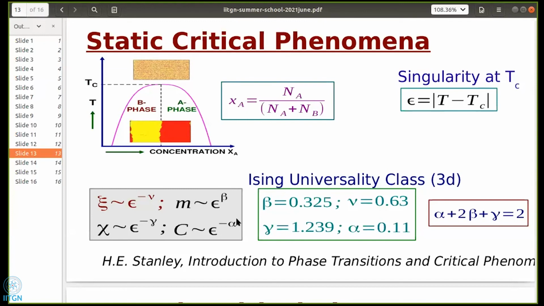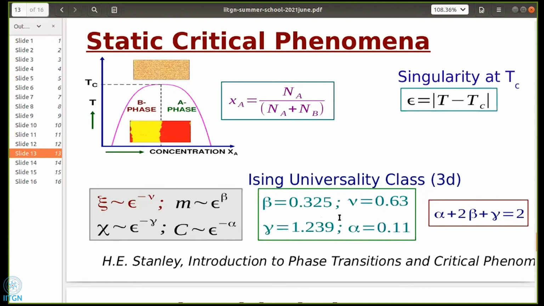For example, in the case of the Ising universality class, it's basically short range interaction. So as long as you have systems whose interactions belong to the short range type, the values of these exponents will all be the same, namely they will have these particular values. This is called universality in the literature.